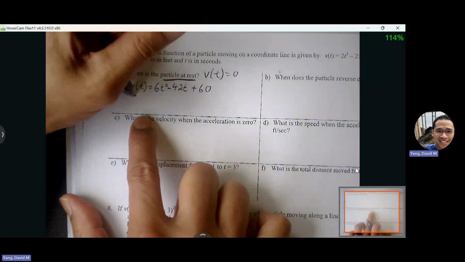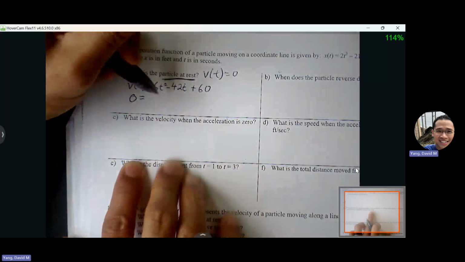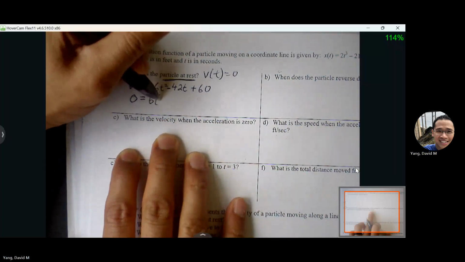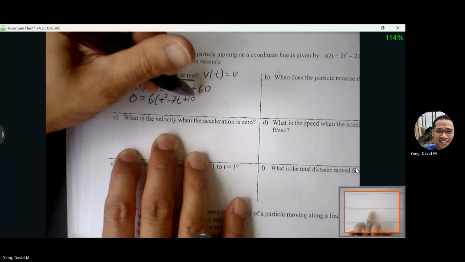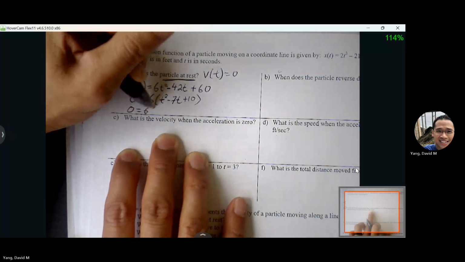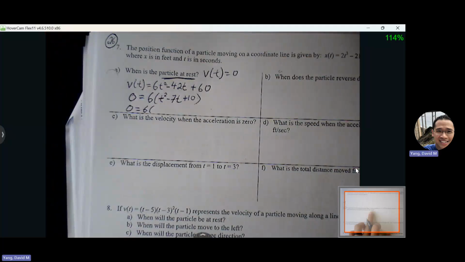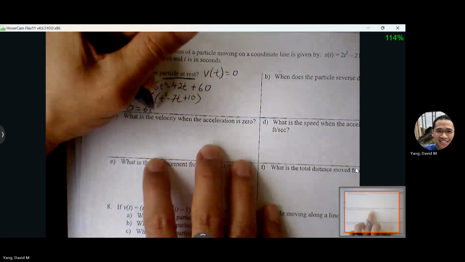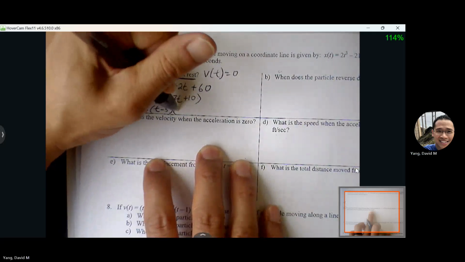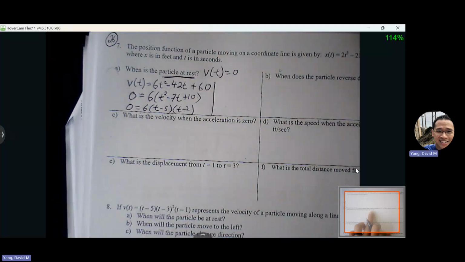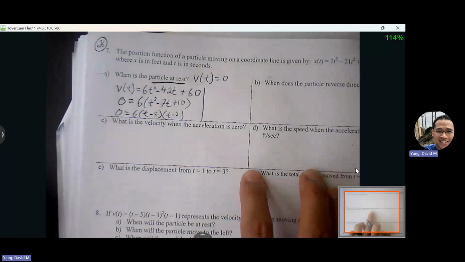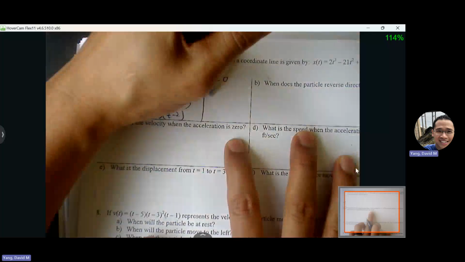Yeah, so we're going to find velocity, set velocity equal to 0. Okay, set equal to 0. I can factor out the GCF of 6. One multiplies to be 10, adds to be negative 7. Set both my parentheses equal to 0. So t equals what? 5. Yeah, t equals 2 and 5.